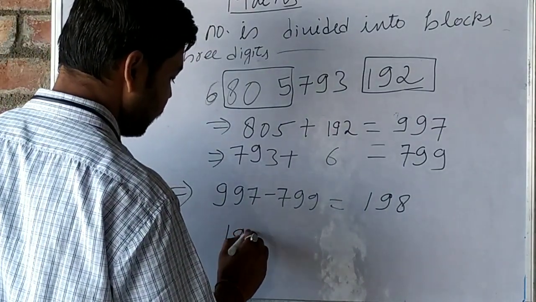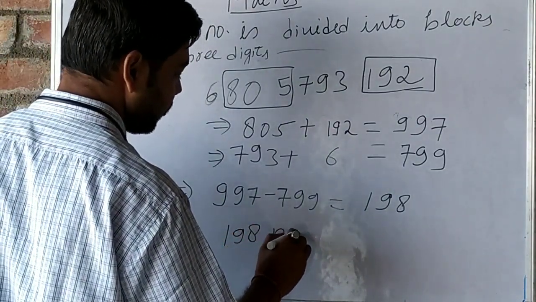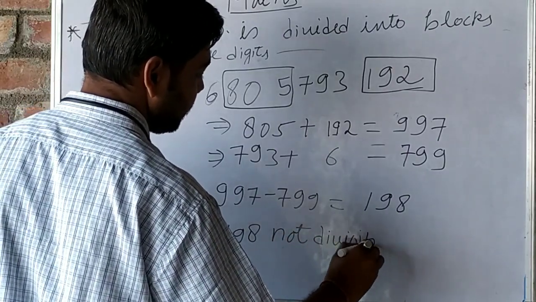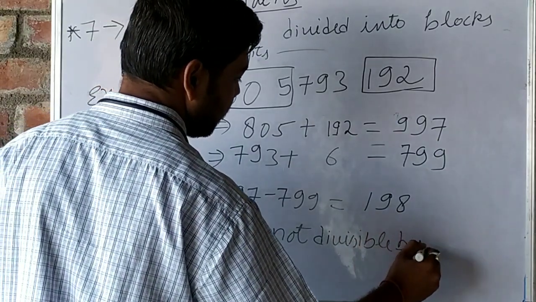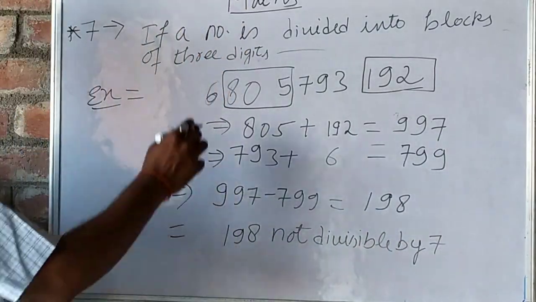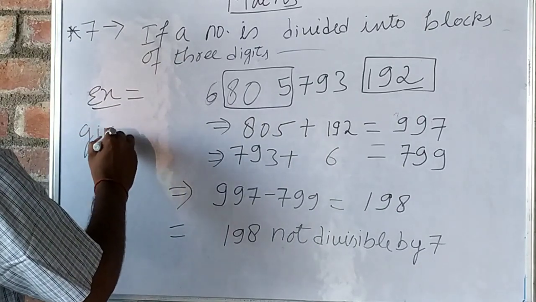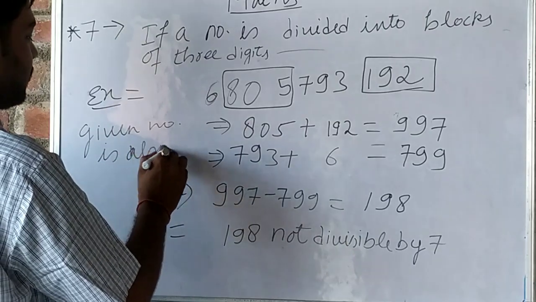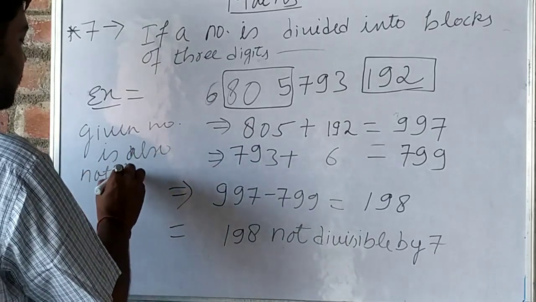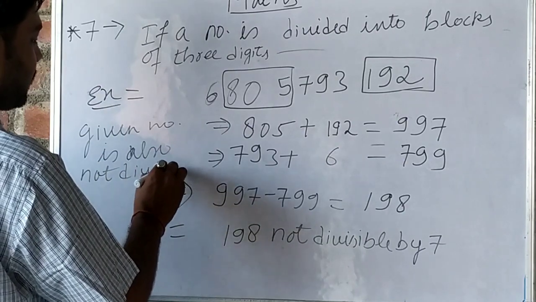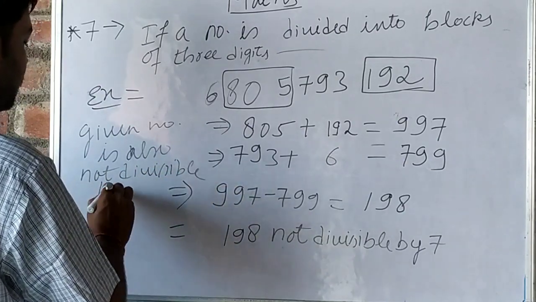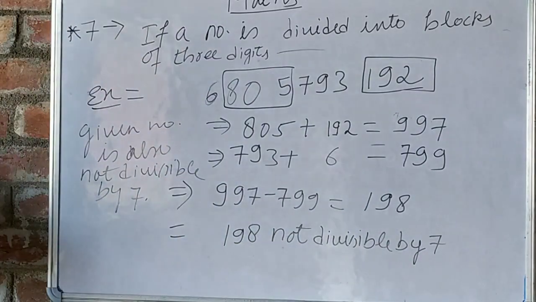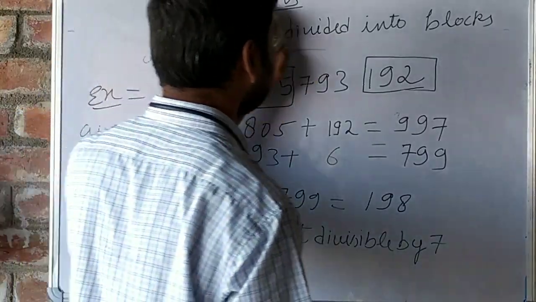And we know that 198 is not divisible by 7. Understand? So we can say that the given number is also not divisible by 7. Understand? So this is the divisibility of 7.